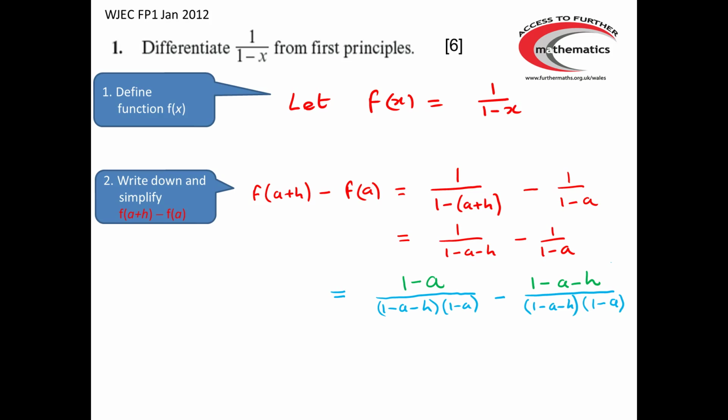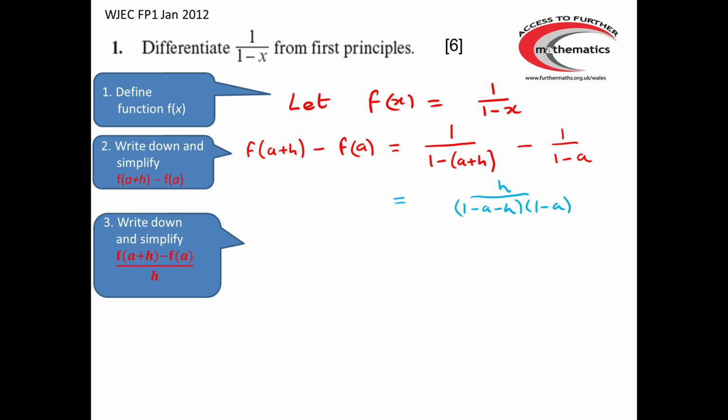So we've now got the two fractions having a common denominator, so we can perform the subtraction. So we've got 1 minus a, take away 1 minus a minus h, all over 1 minus a minus h times by 1 minus a. And if we look at the numerator of that fraction, we can see that the 1's cancel out and the a's will cancel out, so that we are just left with h over 1 minus a minus h times by 1 minus a.